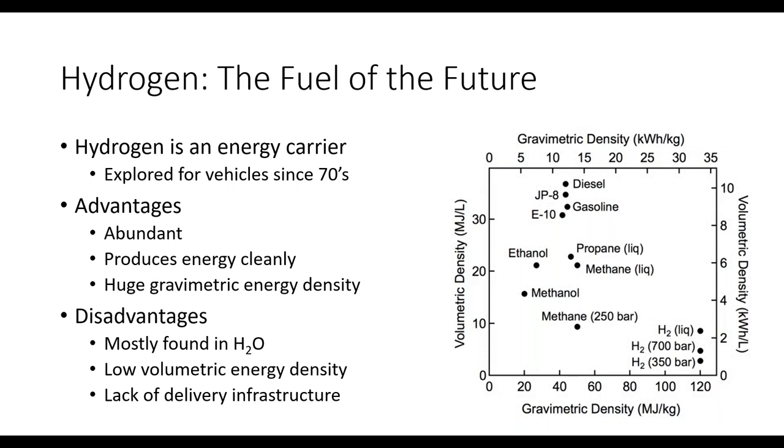It has a huge gravimetric energy density, way on the right side of this graph, higher than fuel, JP8, diesel, methane, methanol. Disadvantages: most of the time you're going to find it, it's already fully oxidized as water. It has a low volumetric energy density as compared to our normal fuel sources, which means you need a big gas tank to be able to get as far. Although if you use it in a fuel cell, it's much more efficient. And so that's a trade-off.